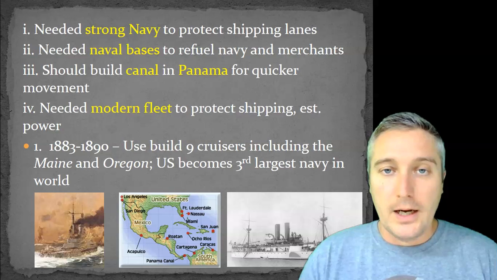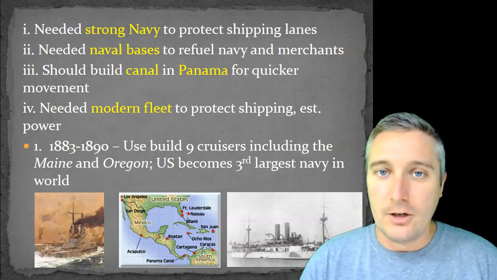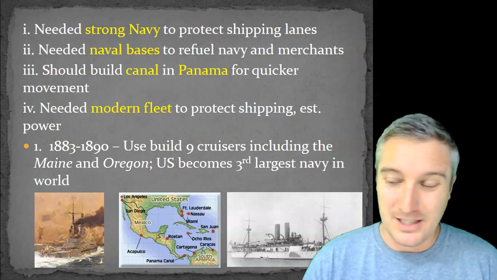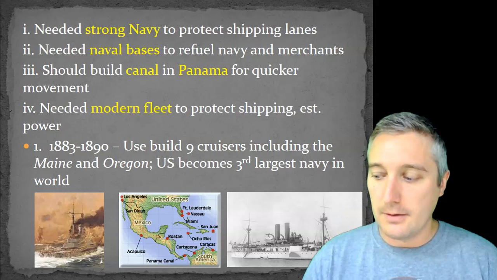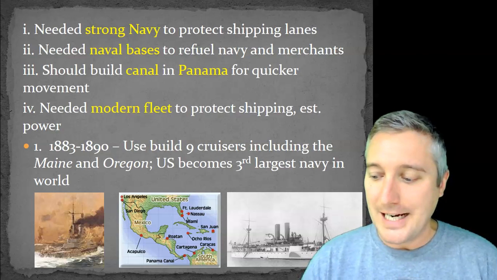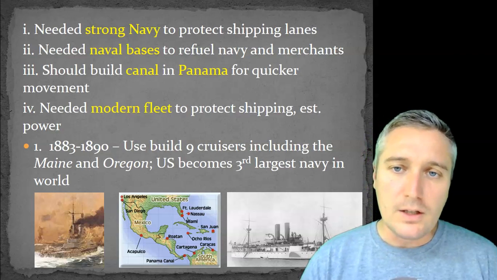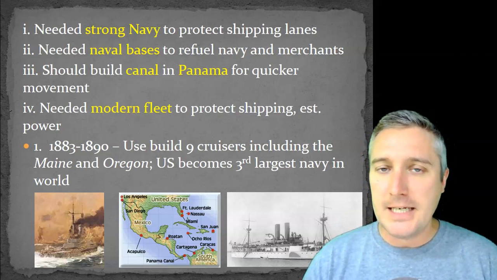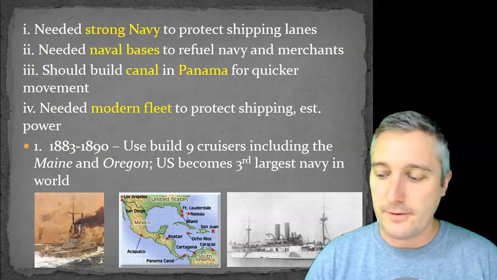Number three, it was also suggested by Mahan that America build a canal in Panama. Now, the French had attempted this for well over a decade. They had attempted to build a canal in the tiny nation of Panama. You can see it in that map in the bottom there. There's a stretch in Panama of 10 miles that on one side you have the Atlantic, and on the other side you have the Pacific.